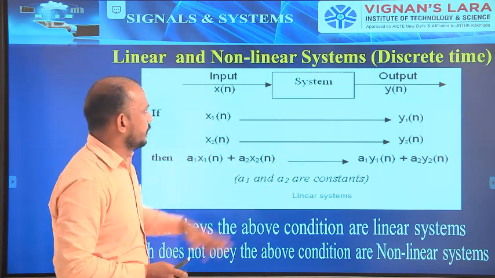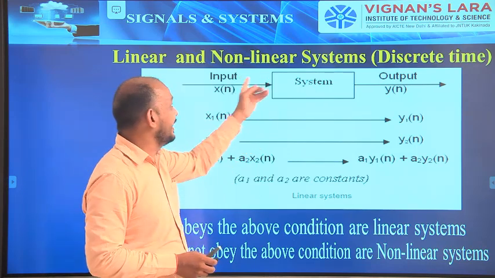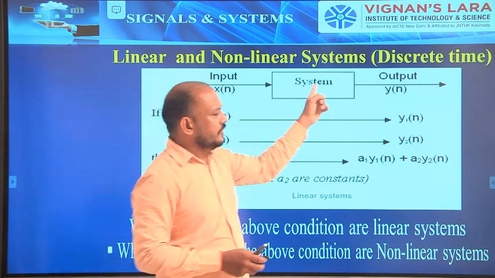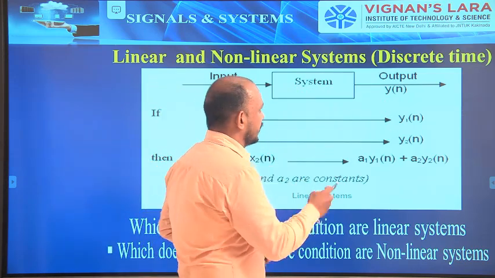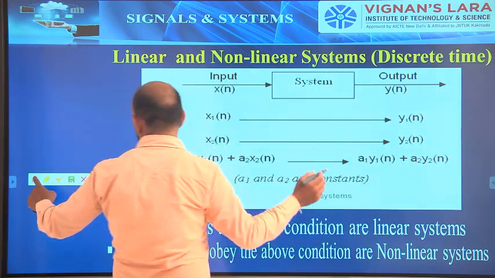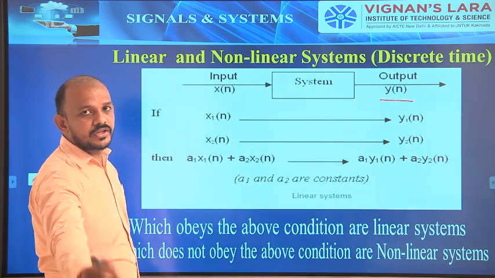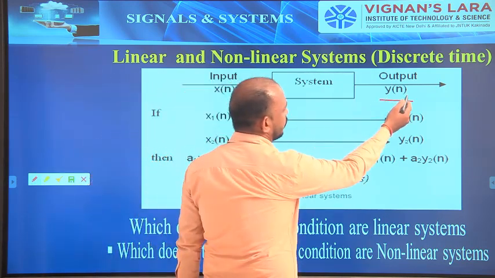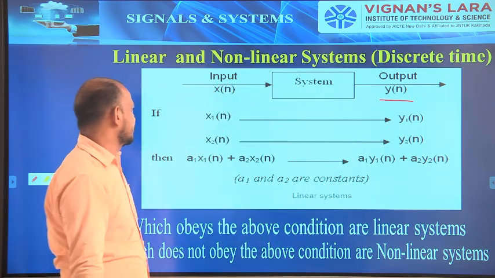So consider a system with input as x of n. For a continuous time signal it is x of t; for discrete it is x of n. And the system has output as y of n, that is the output for discrete. For continuous it is y of t. There I have written x of t as an input and y of t as an output. Here I am writing x of n as an input to the system and y of n as output of the system.